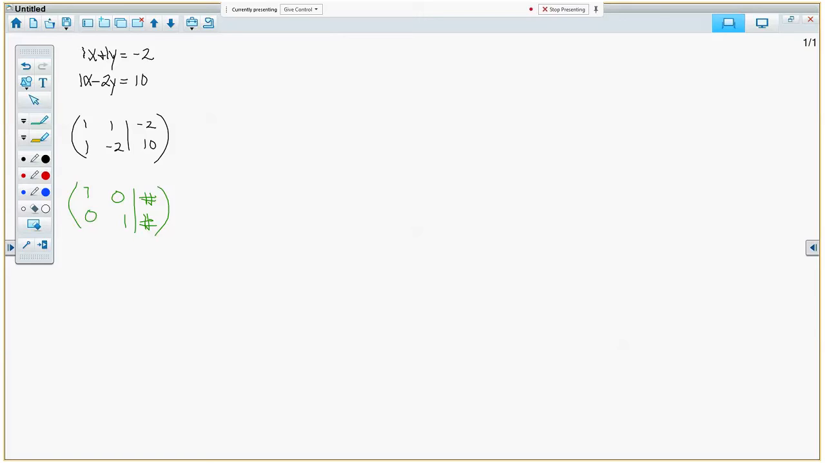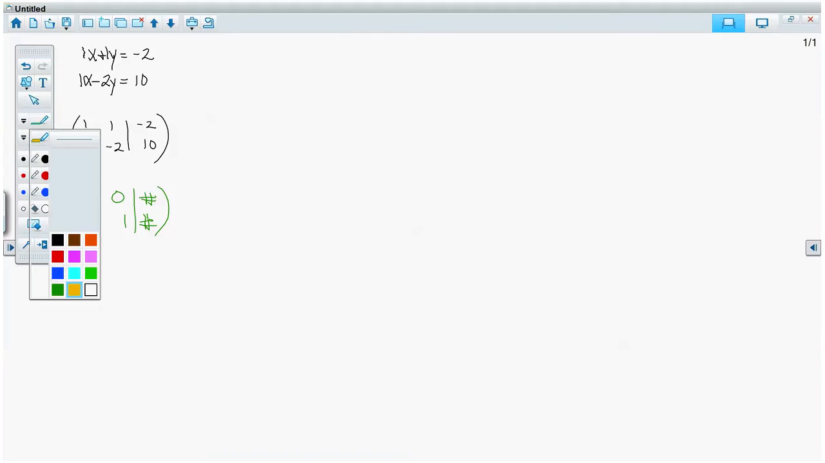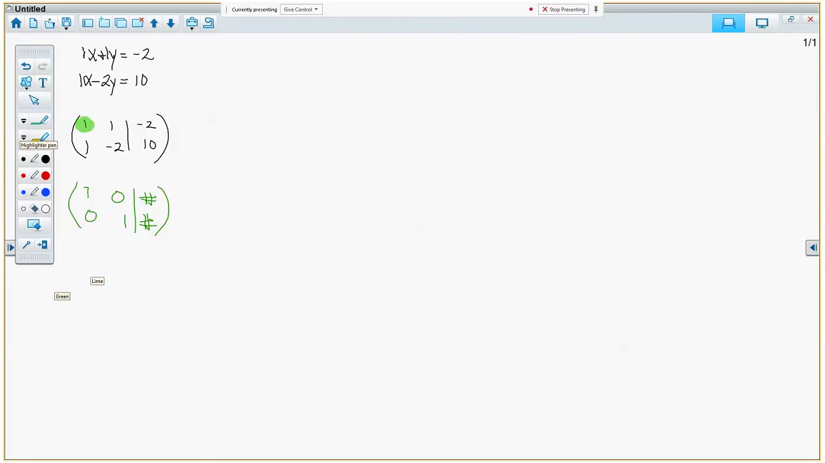So, we got a 1 right here. We got a 1 right there, so we're good there. I would want to take a red marker. This is the way you want to go, as far as changing, like a U. You want to go here, then you want to change this one, then you want to change this one, then you want to change that one.